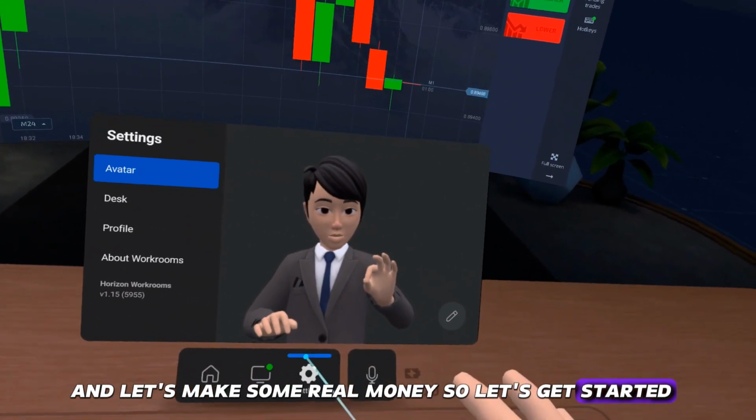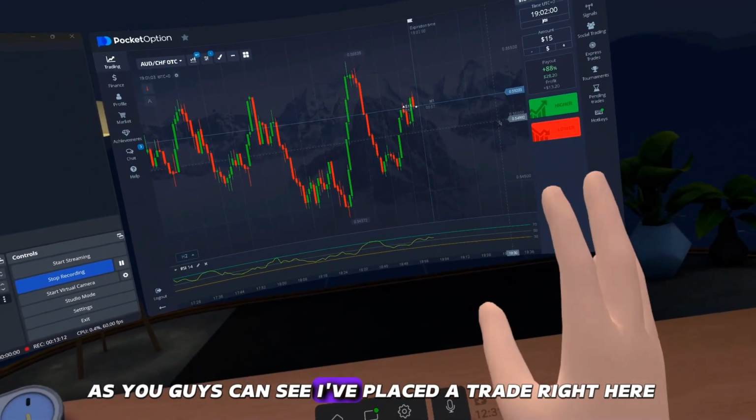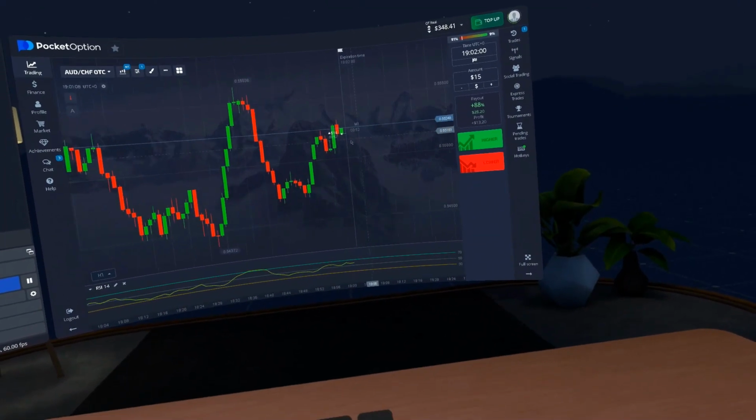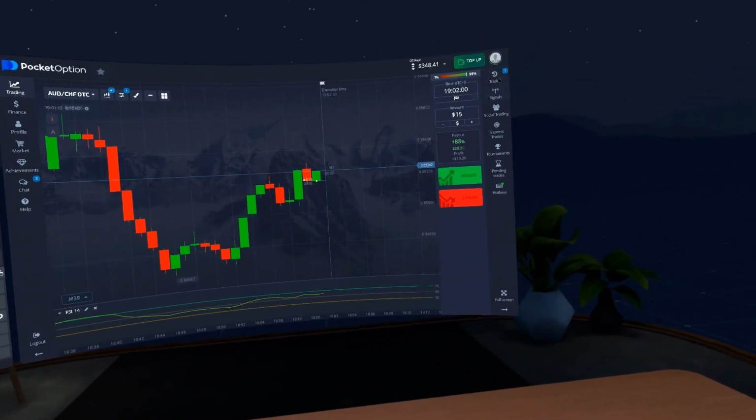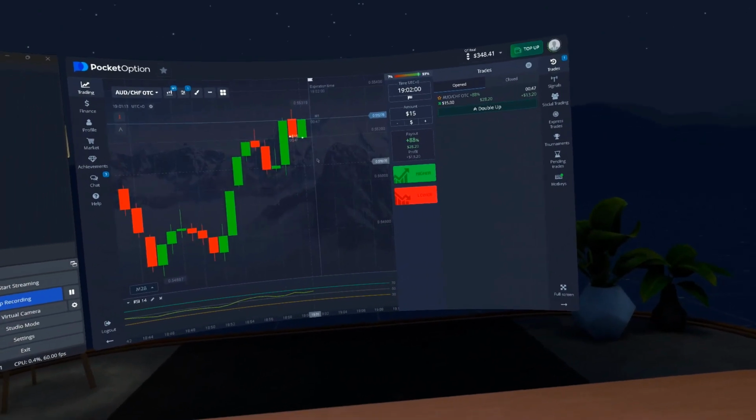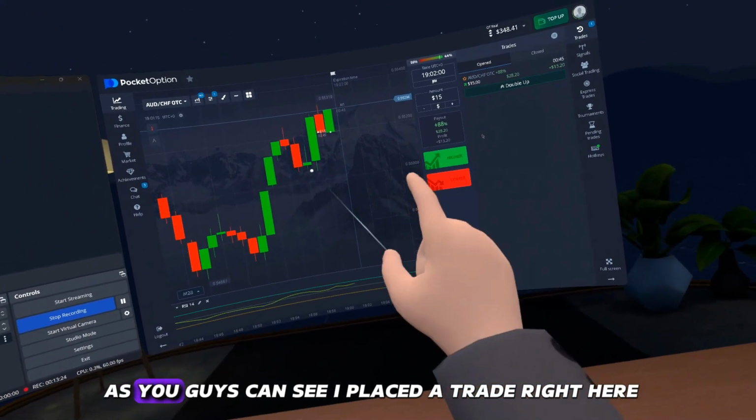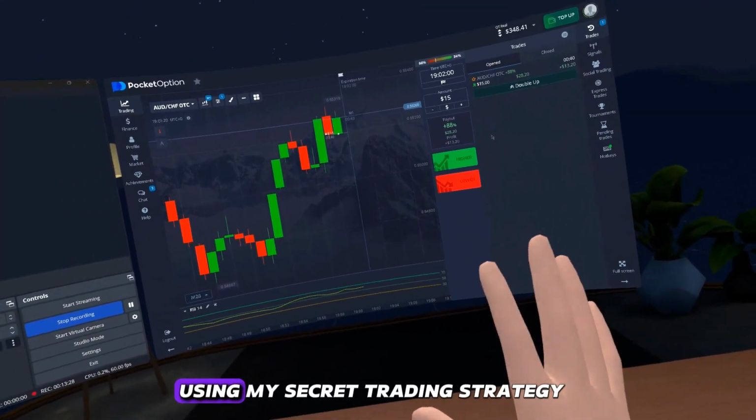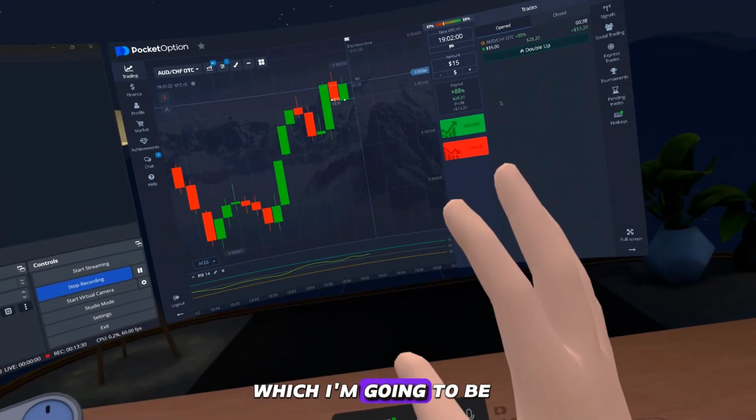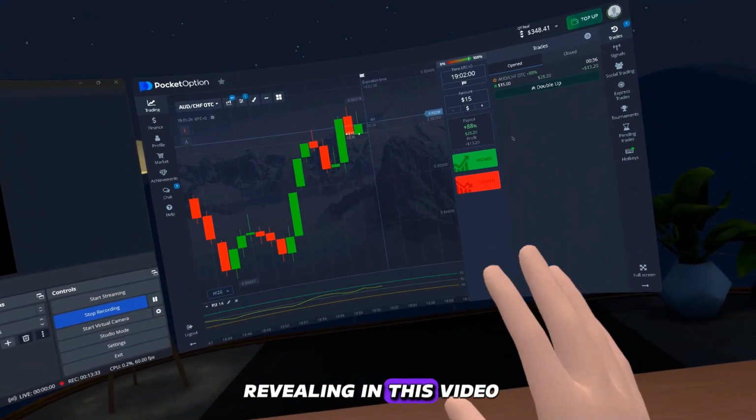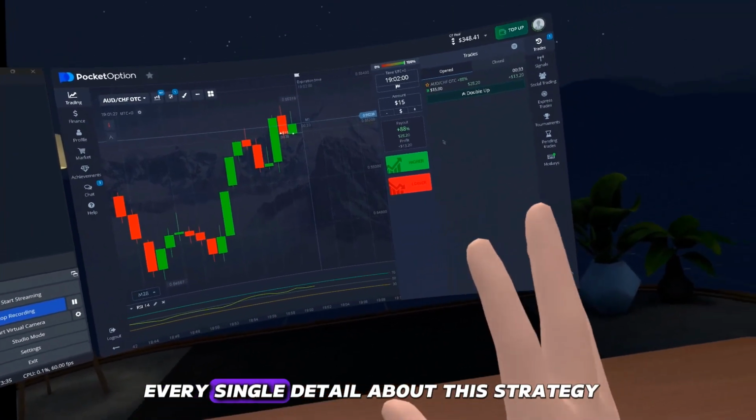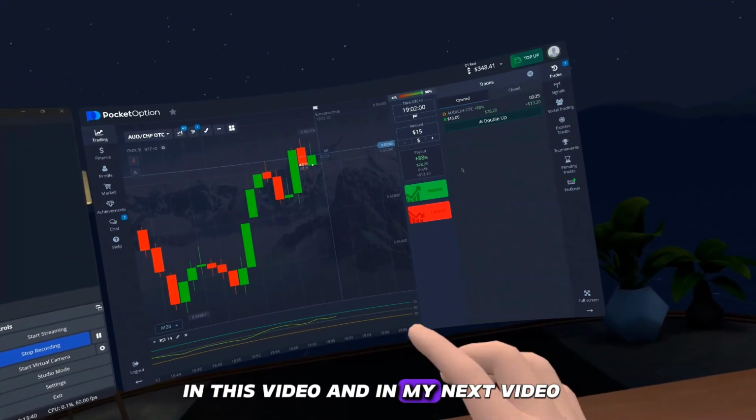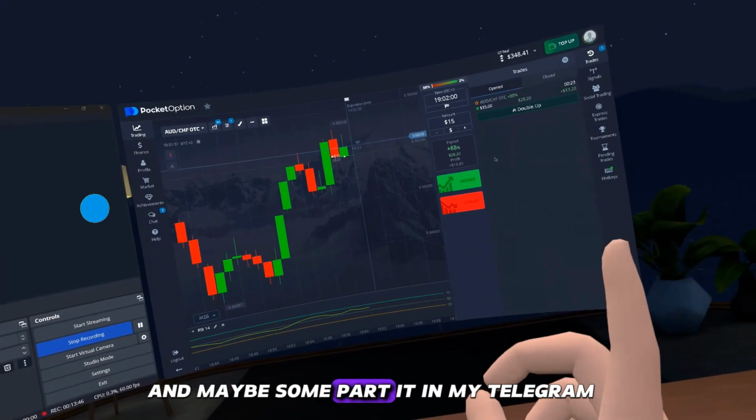So let's get started. As you guys can see, I've placed a trade right here, using my secret trading strategy, which I'm going to be revealing in this video, and I'm going to explain every single detail about this strategy in this video and in my next video, and maybe some part in my Telegram.